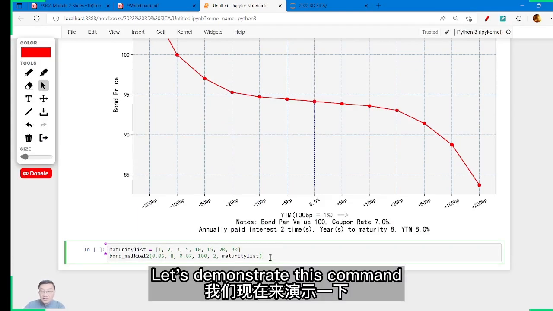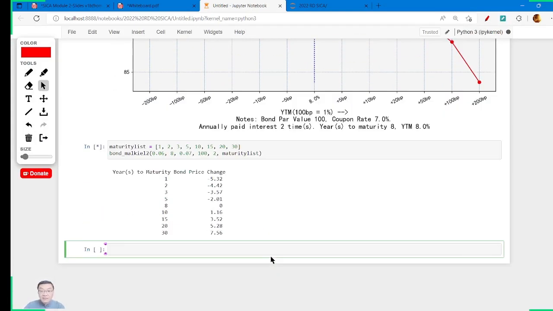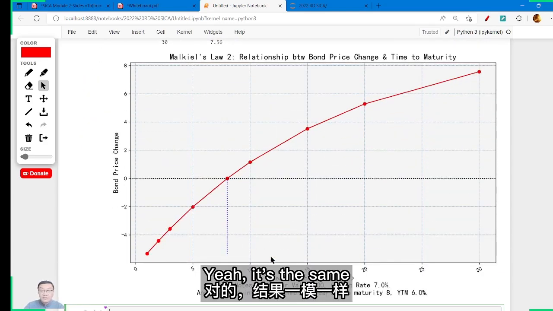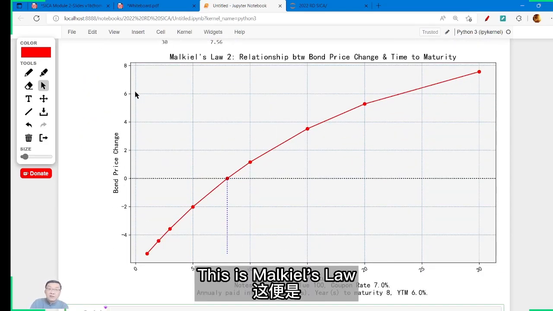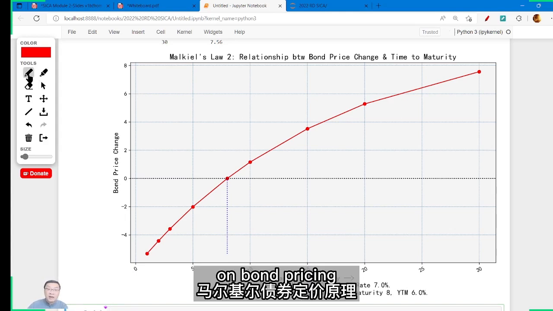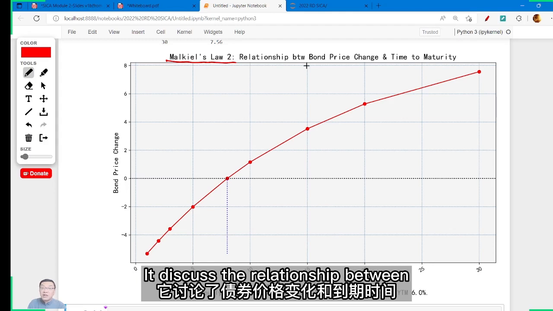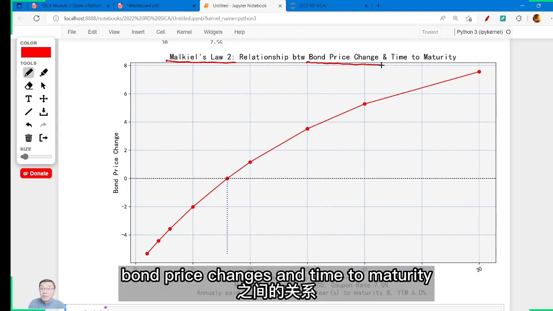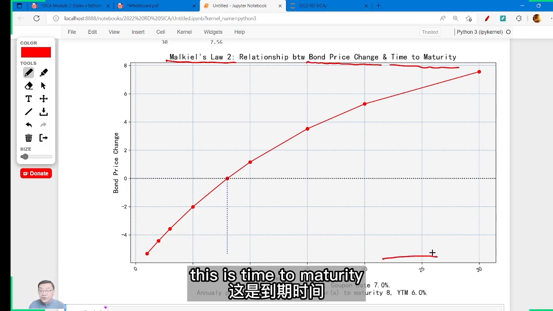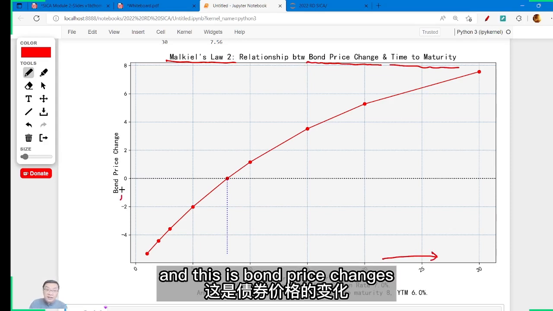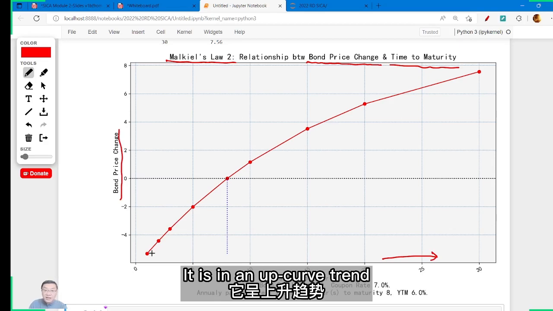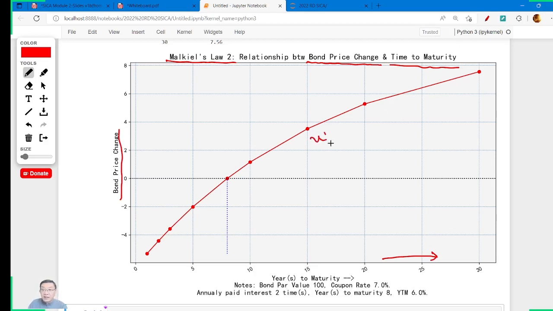Okay, let's demonstrate this command. Yeah, it's the same. This is Moki's law on bond pricing. It discusses the relationship between bond price changes and time to maturity. This is time to maturity, and this is bond price changes. It is in an upward curve trend.